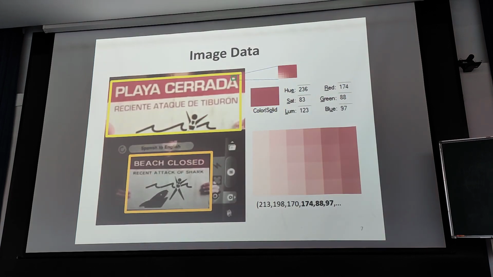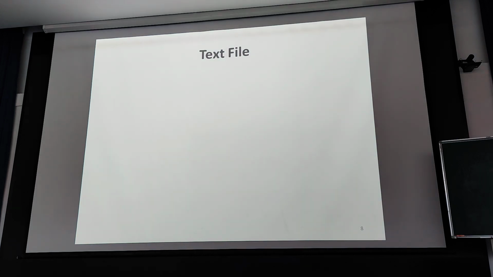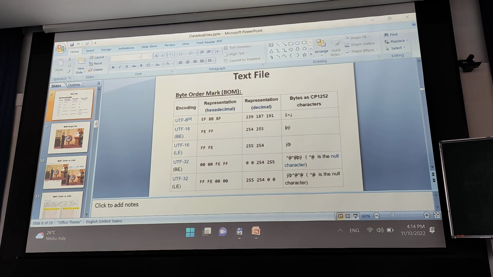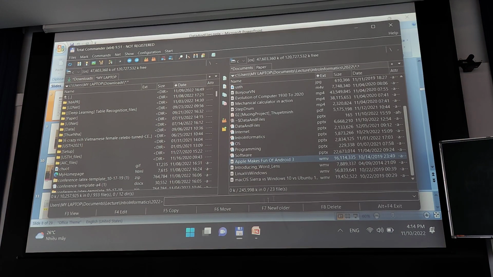And I also use this example to illustrate how the color of a pixel is a combination of three numbers. Now, I would like to show you an example about a text file. Now I would like to make a text file.